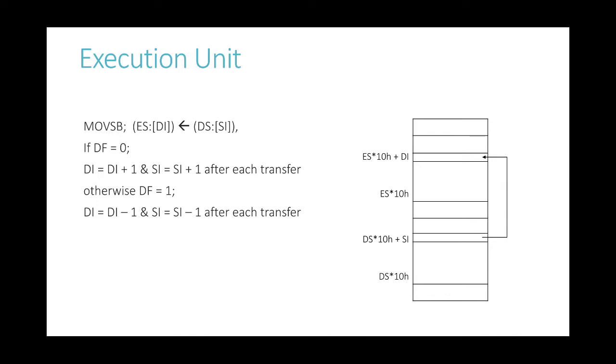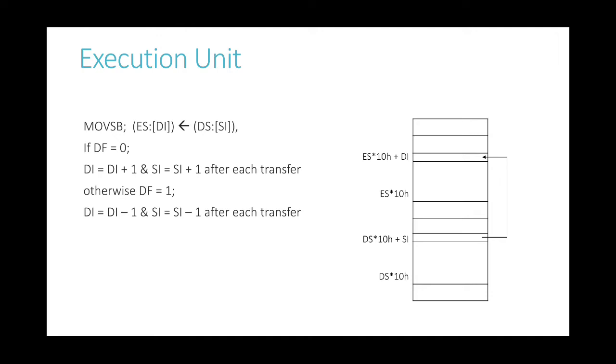The source physical address is DS into 10H plus SI. From here you have to read a byte into the microprocessor in the first cycle. Then in the second cycle that byte will be written to ES into 10H plus DI within the extra segment. So that is the complete transfer. But string instructions are not used to transfer only one byte, you will be copying a block of data from the data segment into the extra segment.